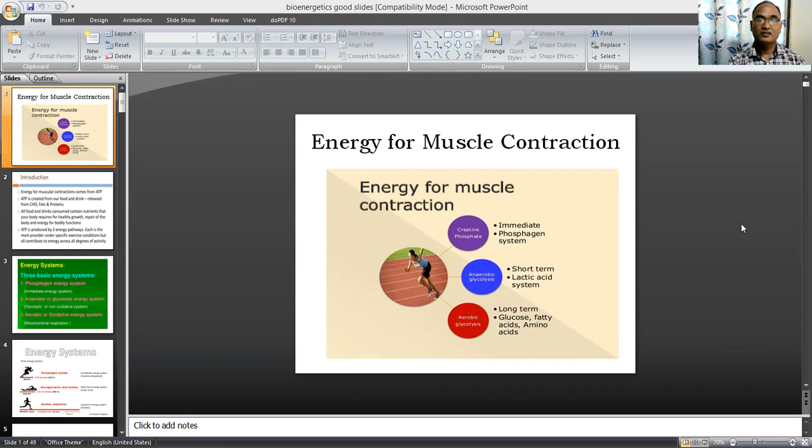When you talk about energy, creatine phosphate is a limited source of energy available in our body, and we call it the immediate energy source or phosphagen system. Creatine phosphate is going to contribute one phosphate to the incomplete form of adenosine triphosphate. So this is very limited, which is present in the blood.